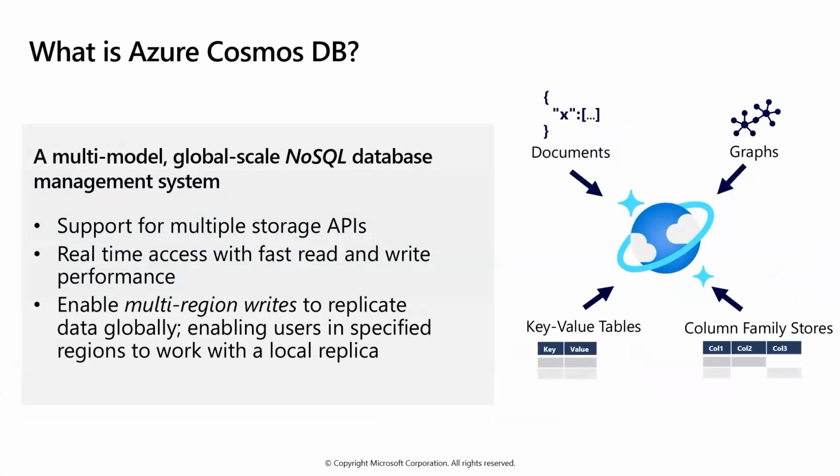However, when I talk about Cosmos DB, it allows you to store data in a number of different ways. Currently, it allows you to save data in 4 different formats. That's one major advantage of using Cosmos DB. As you can see here, you can store the data in the form of documents, graphs, key value tables, and column family stores.